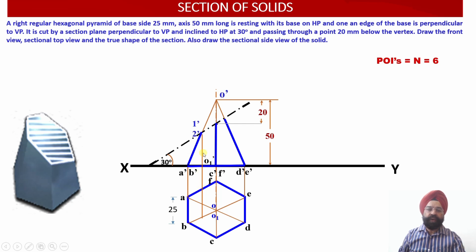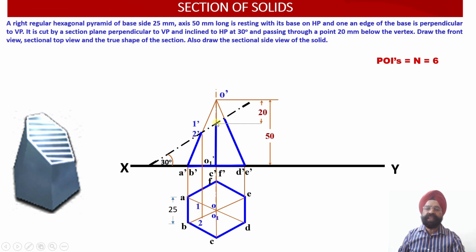Just see, we have drawn the vertical projector through 1 dash and 2 dash. Wherever this projector intersects the top view of the slant generator OA, I get the point 1 over here. Similarly, wherever this vertical projector intersects the top view of the slant generator OB, I get the point 2. So points 1 dash and 1 fall in one vertical line, and points 2 dash and 2 fall in one vertical line. So I have been very easily able to locate these 2 points.